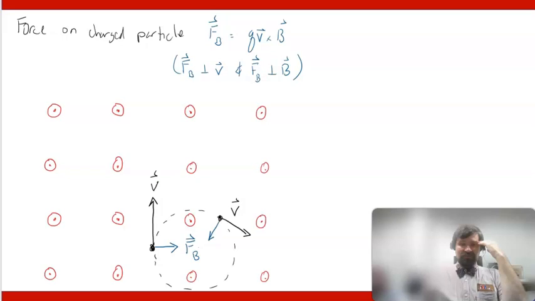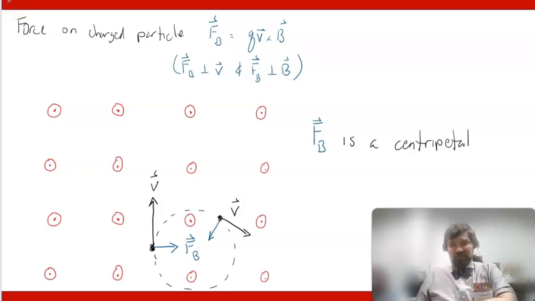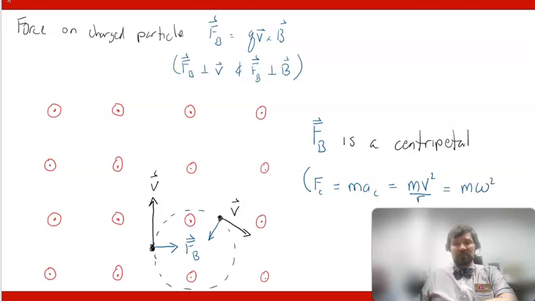In fact, this magnetic field force is essentially a centripetal force. So it's a center-seeking type of force. And you'll recall from Physics 1 that centripetal force is mass times centripetal acceleration, which is mass times speed squared divided by radius, or if you prefer, mass times omega squared times r. So the radius is defined just as the radius of this curvature.